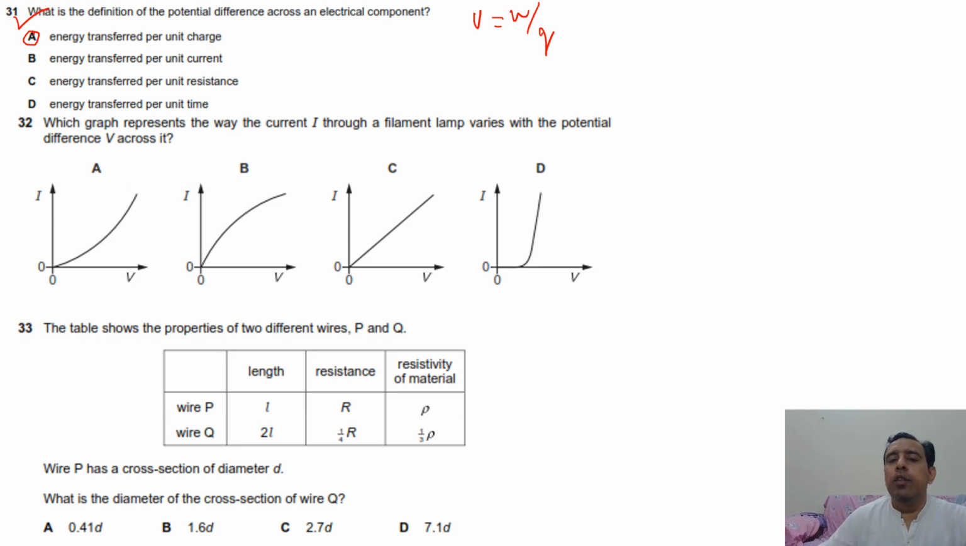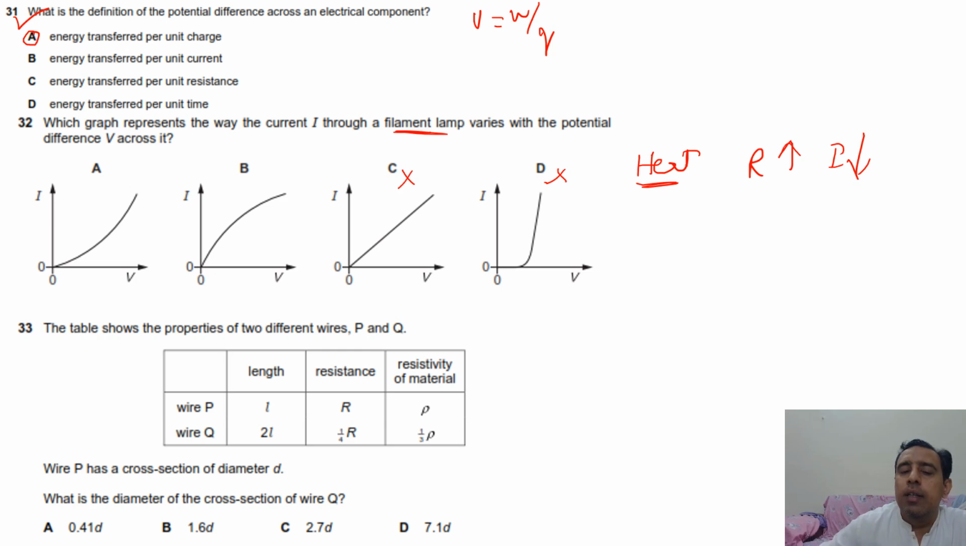In question number 32, first of all you have to look at the filament of a lamp. So this graph is for the constant resistor, wrong. This is for the diode, wrong. There's a confusion between these two. When the voltage increases, the filament is going to heat up. The resistance increases and the current decreases. So the current is decreasing in this one. So option B is correct. This is valid because the filament of the lamp is made of a conductor.